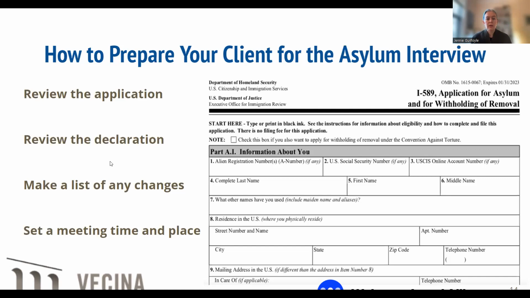The asylum officer is also going to be assessing the person's credibility, in part comparing what they've written in their application and declaration and what they say in the interview. So as you're preparing the person, be aware if there are any discrepancies between what they're saying now and what's in their declaration, and be ready to explain that to the asylum officer and have an explanation for that.